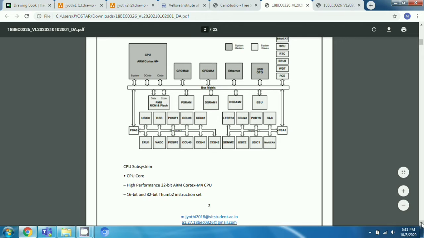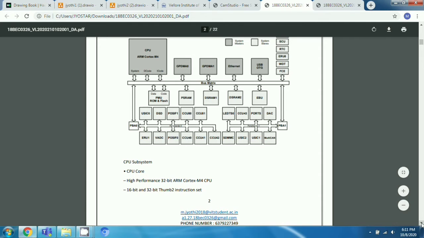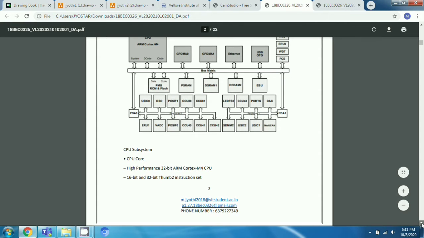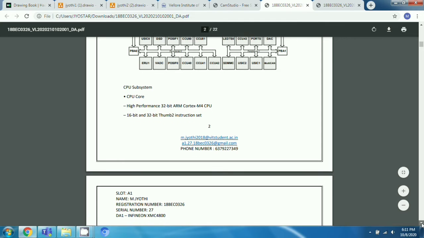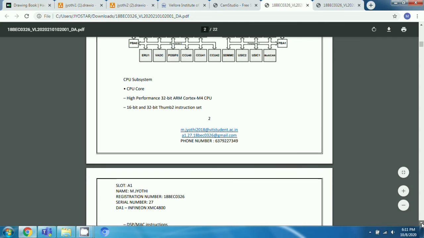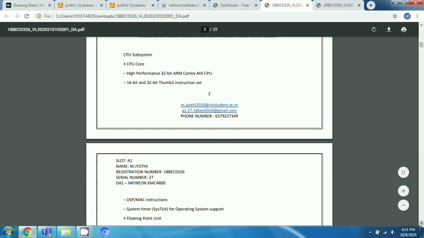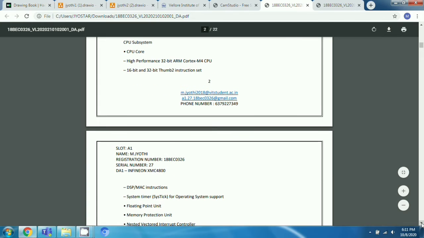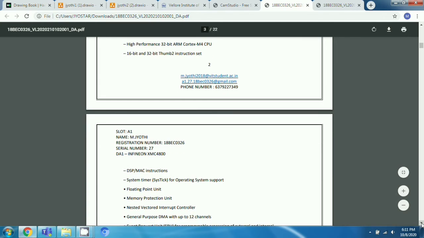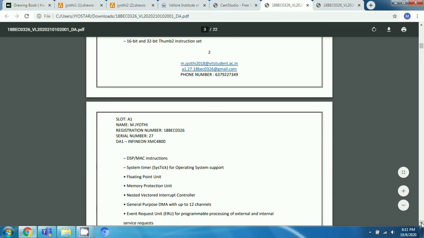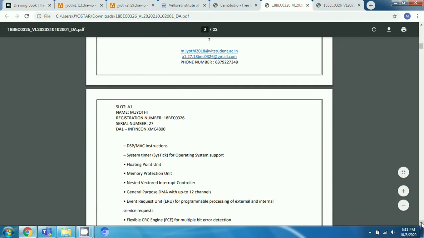And to explain about its specifications, it has the CPU subsystem, CPU core where it performs at a 32-bit ARM Cortex, 16-bit and 32-bit Thumb2 instruction set, and a floating point unit. It has a memory protection unit, nested vector interrupt controller, and many more units.